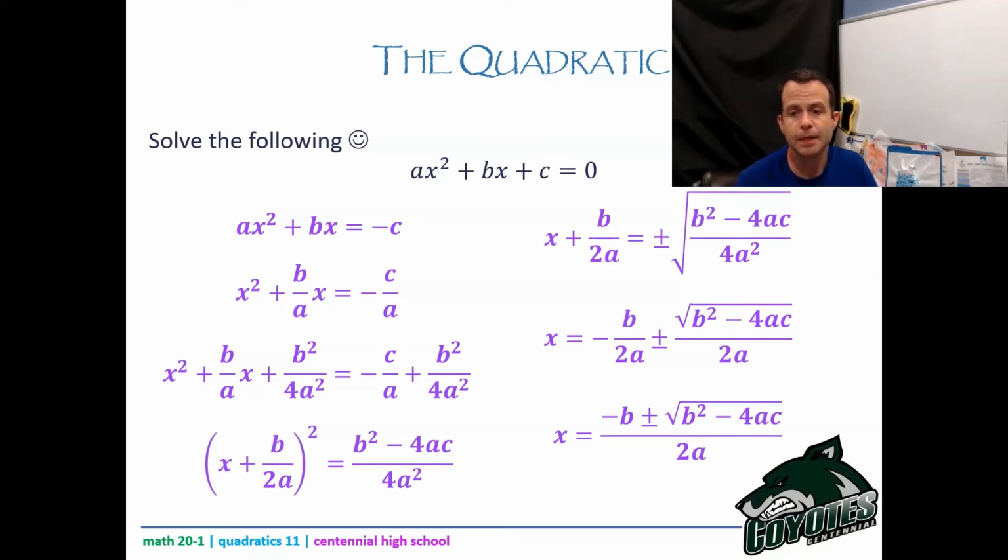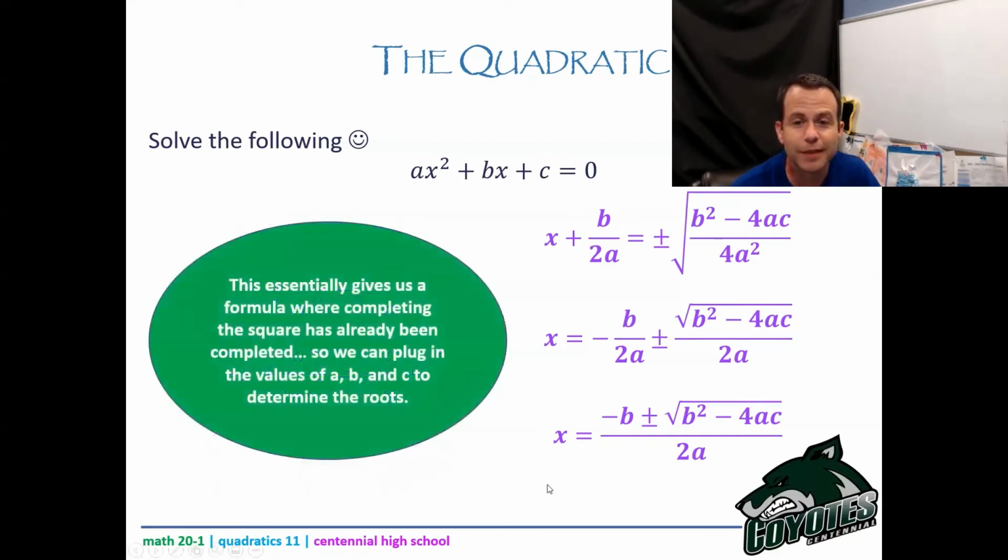Okay. All right, so this is the quadratic formula. By the way, that's not something you have to memorize. That would be given to you on a formula sheet. Okay, so everybody take a deep breath. You don't have to memorize it. It's all good. So this essentially gives us a formula where completing the square has already been completed. We did it with that base quadratic. So we can now plug the values of A, B, and C in to determine the roots.